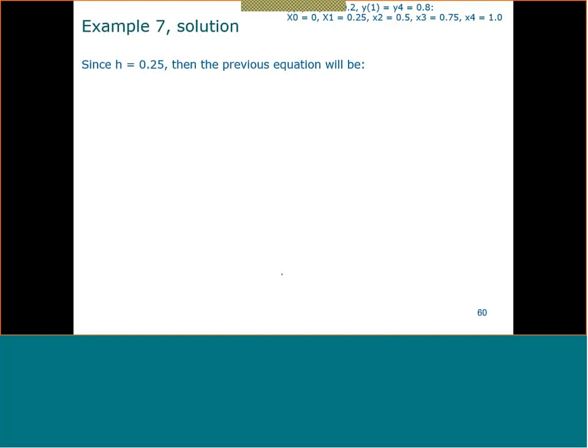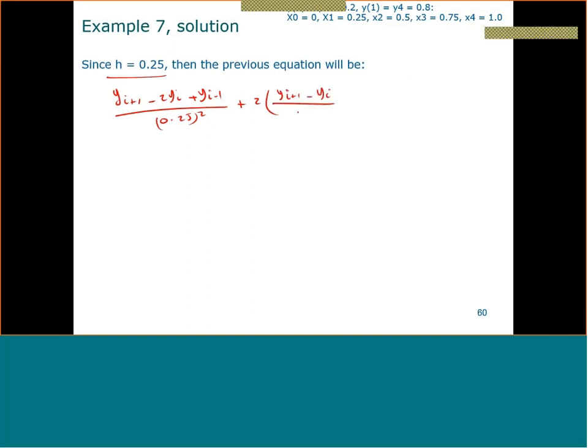Okay. So now h is 0.25. H is the distance between one x to the other. So it's 0.25. So I will rewrite the equations now. y_{i+1} minus 2y_i plus y_{i-1} divided by 0.25 squared, plus 2 times (y_{i+1} minus y_i) divided by 0.25, plus y_i equal to x_i squared.